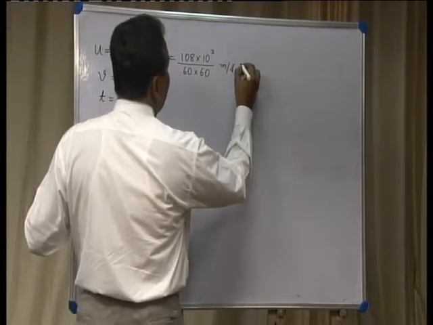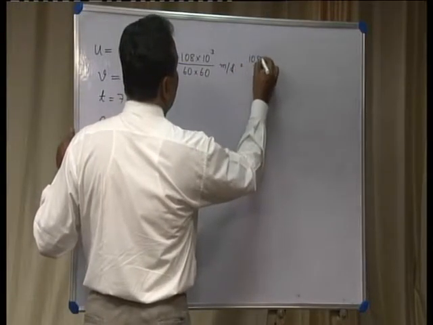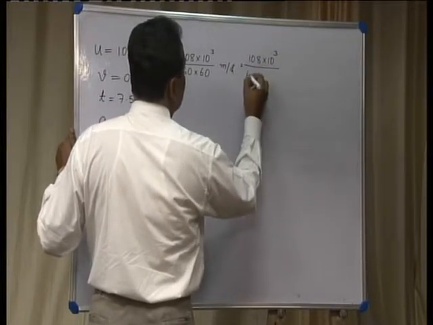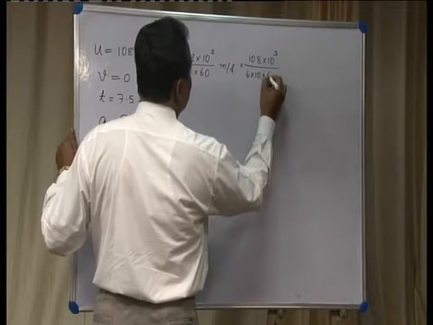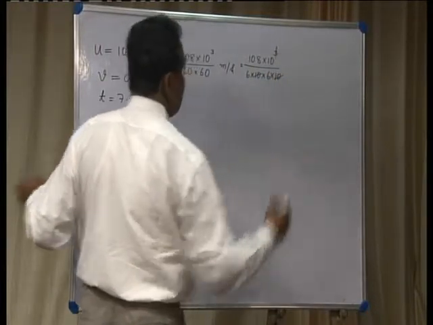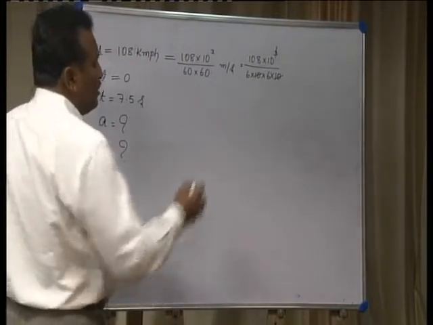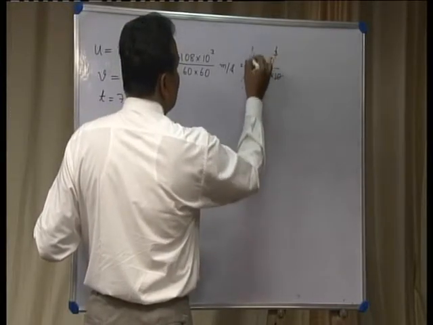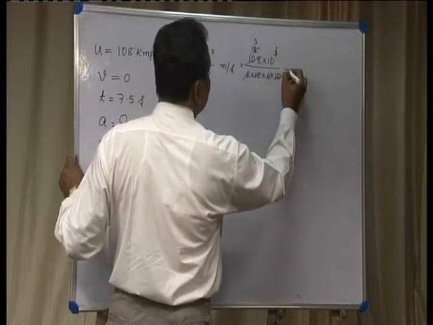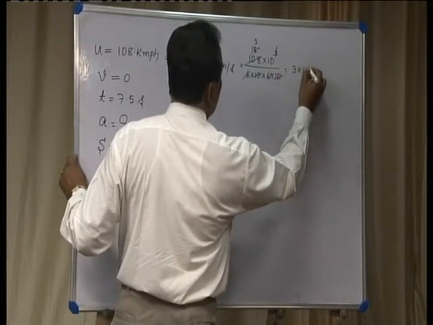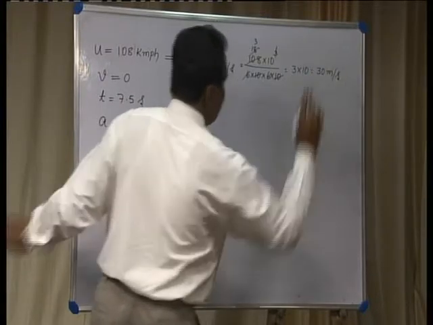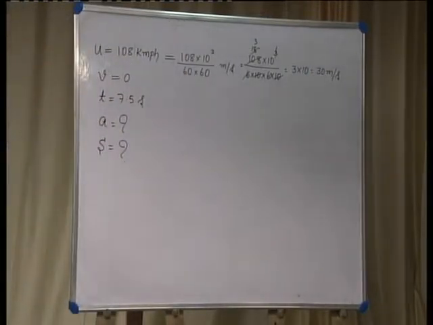Now you can rewrite this as 108 into 10 power 3 divided by 6 into 10, again 60 can be rewritten as 6 into 10. This 10 gets canceled with 10 power 3. So 6 ones are 6, 6 eights are 48, 6 ones are 6, 6 threes are 18. This is 3 into 10, which is equal to 30 meter per second, the initial velocity.